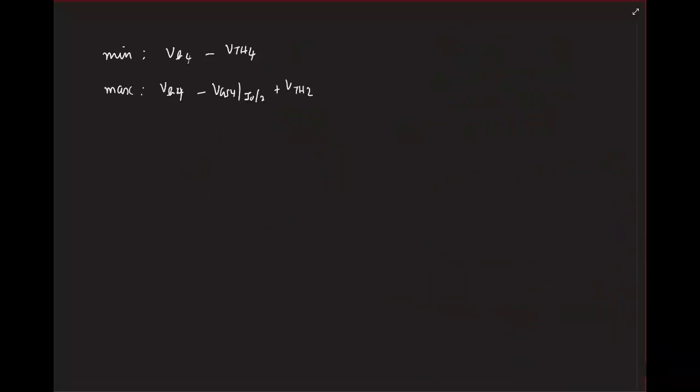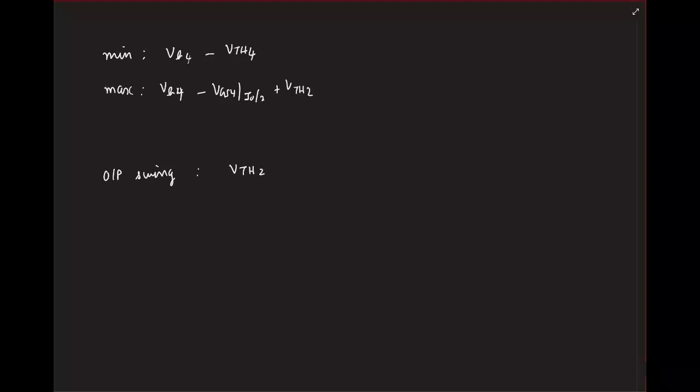So what is the total output swing we can have? By output swing I mean the difference between these two, maximum and minimum. So that will be basically what, VTH4, right? What do we have here? What do we get?